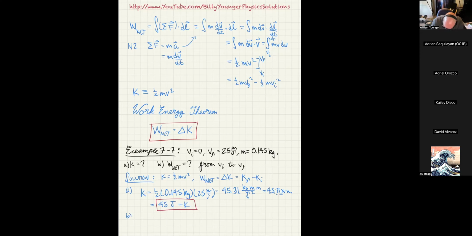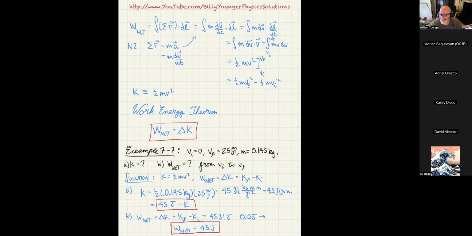All right, for part B, work net is equal to change in kinetic energy. Well, change in kinetic energy is kinetic energy final minus kinetic energy initial. Well, kinetic energy final is 45.31 joules, and kinetic energy initial is 0.0 joules. Therefore, we can say W net is exactly equal to the same 45 joules. Any questions on that?